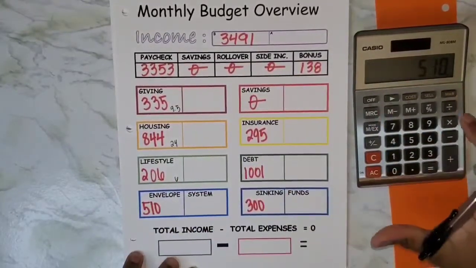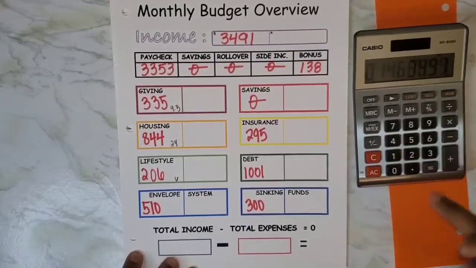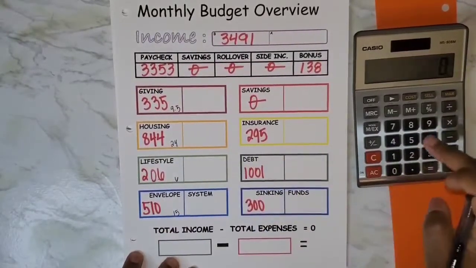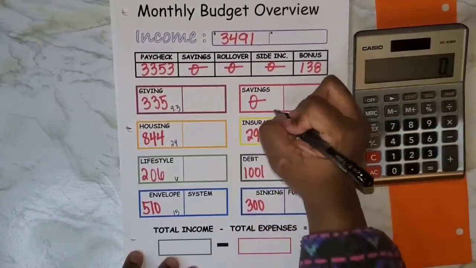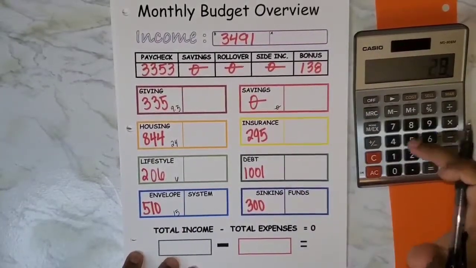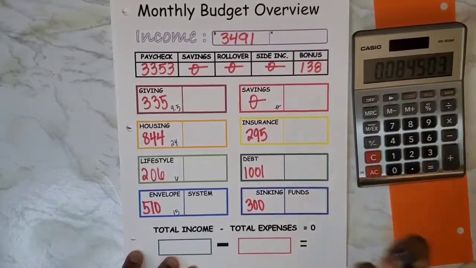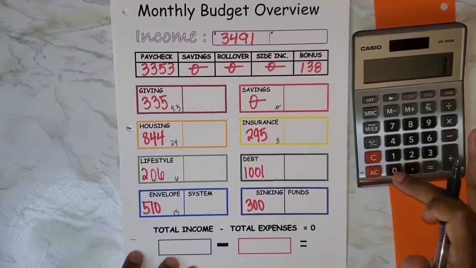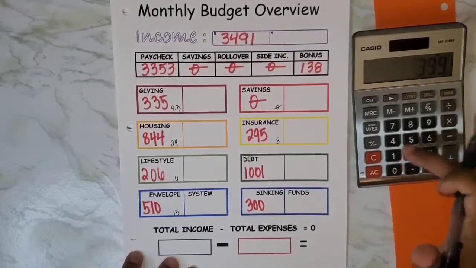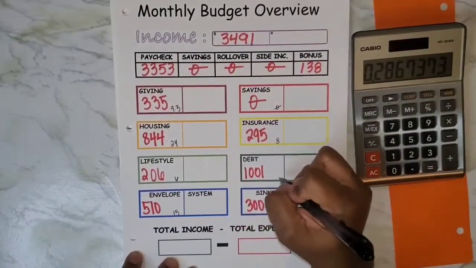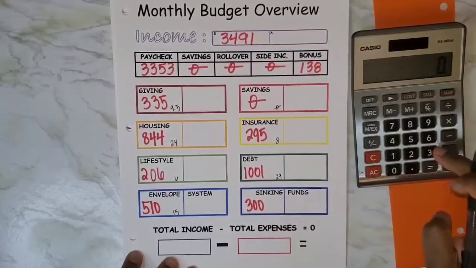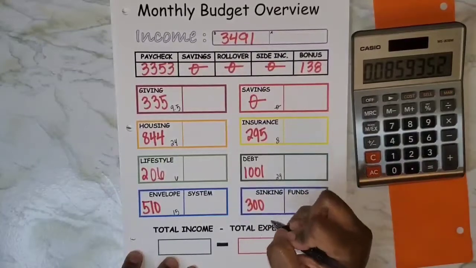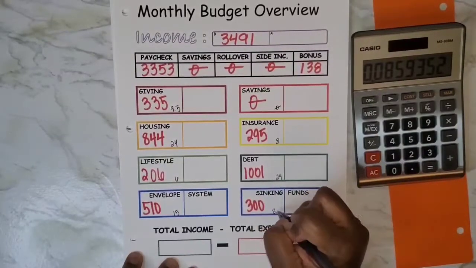Then we have 510 divided by 3491. And that's going to be 15. 295 divided by 3491. So that is going to be 8. 1001 divided by 3491. And that's going to be 29. 300 divided by 3491. And that's going to be 8.5.